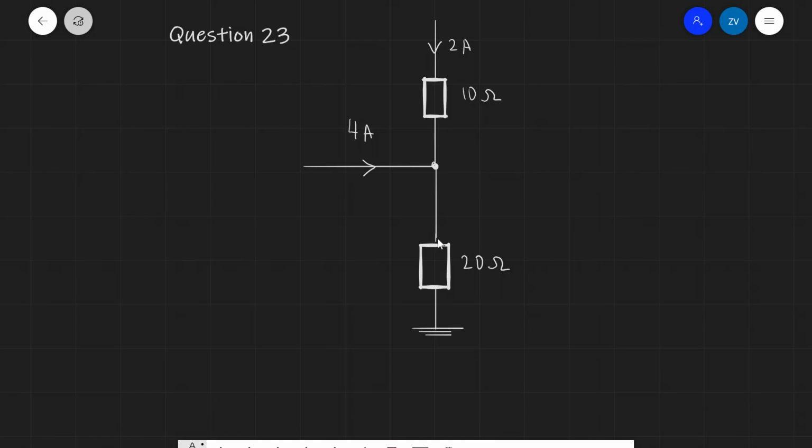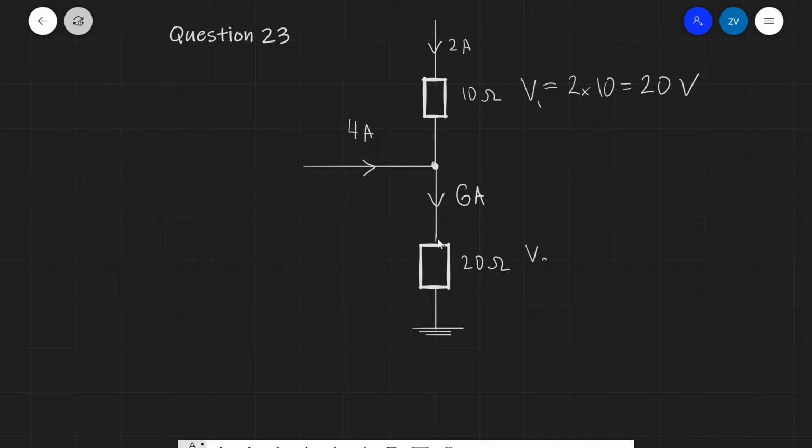First off, because V is equal to IR, the voltage across this resistor will simply be equal to 2 times 10, which is equal to 20 volts. Now, because the currents need to add up according to Kirchhoff's first law, we have 4 amps going in here and 2 amps going in there. In total, we're going to have 6 amps going through here.